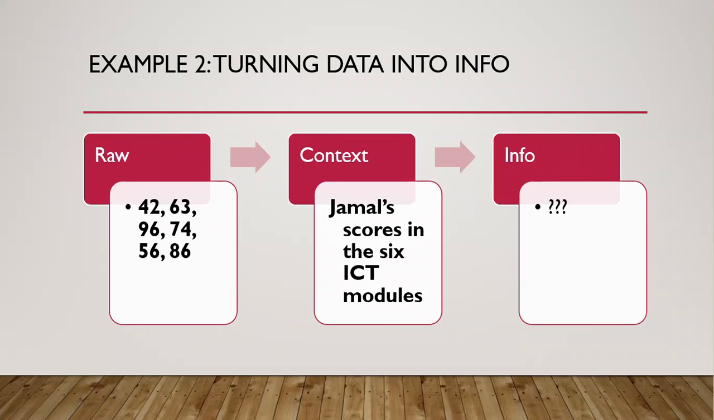Okay, next, the same thing. We have the previously shown raw data: 42, 63, 96, 74, 56, 86. Nothing can be concluded from this raw data unless it is given the context. So if the context for this raw data is Jamal's scores in the 6 ICT modules, there must be certain information that can be derived from this raw data.